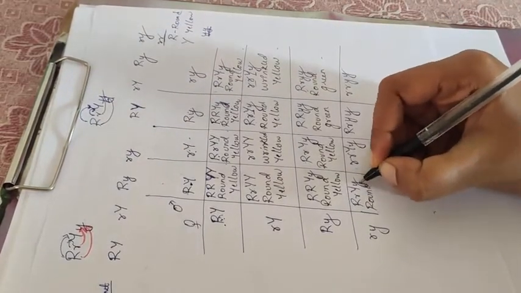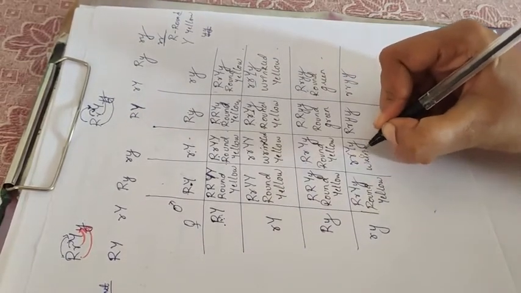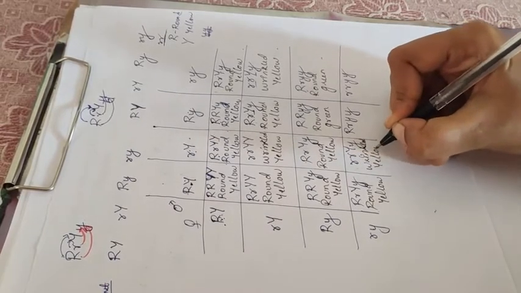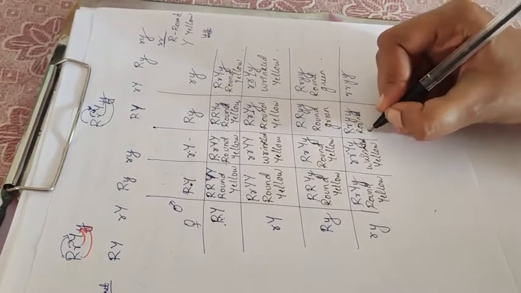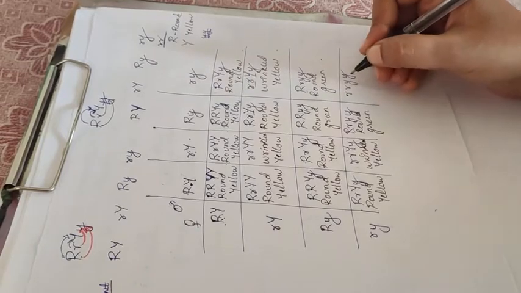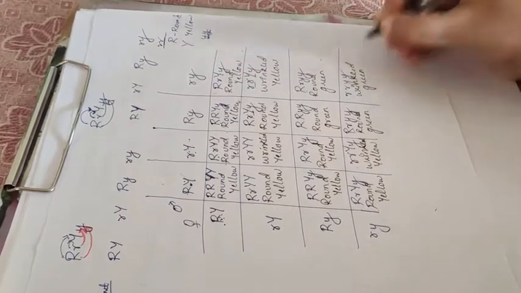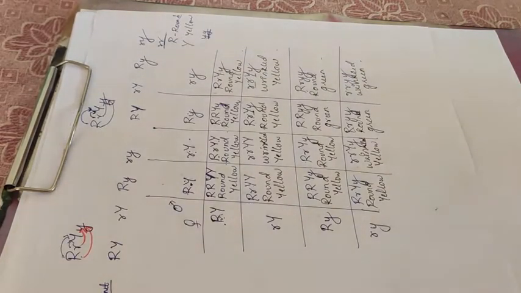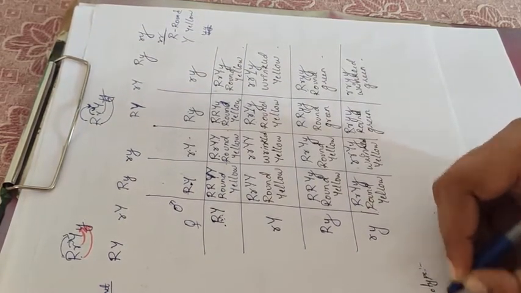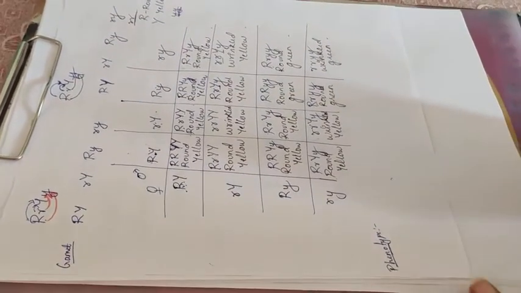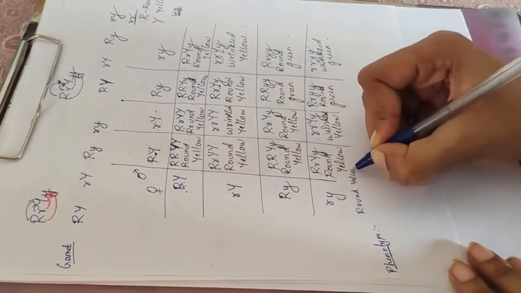Here round, yellow. Here no round, therefore it is wrinkled, but capital Y is present, therefore it is yellow. Here capital R is present, round, no capital Y, therefore it is green. And here no capital R, no capital Y, therefore both are recessive, it is wrinkled and also green. So now, what is the phenotype? Phenotype. How many of them are round yellow?